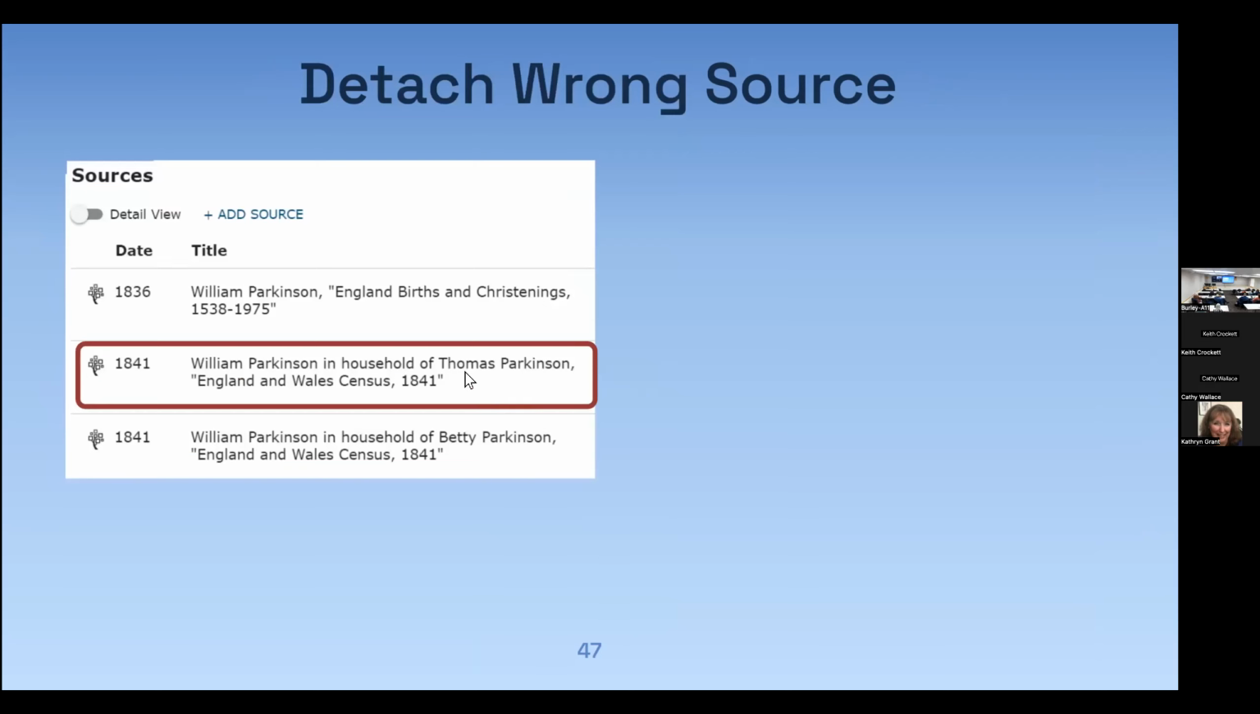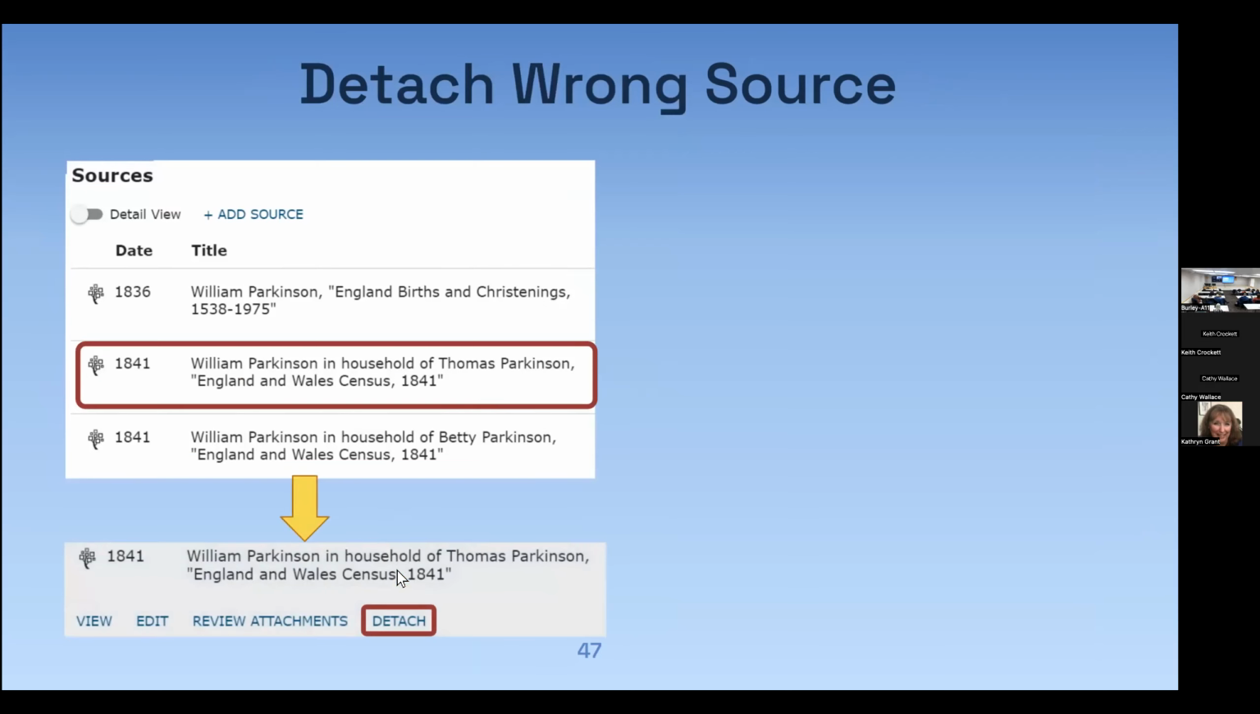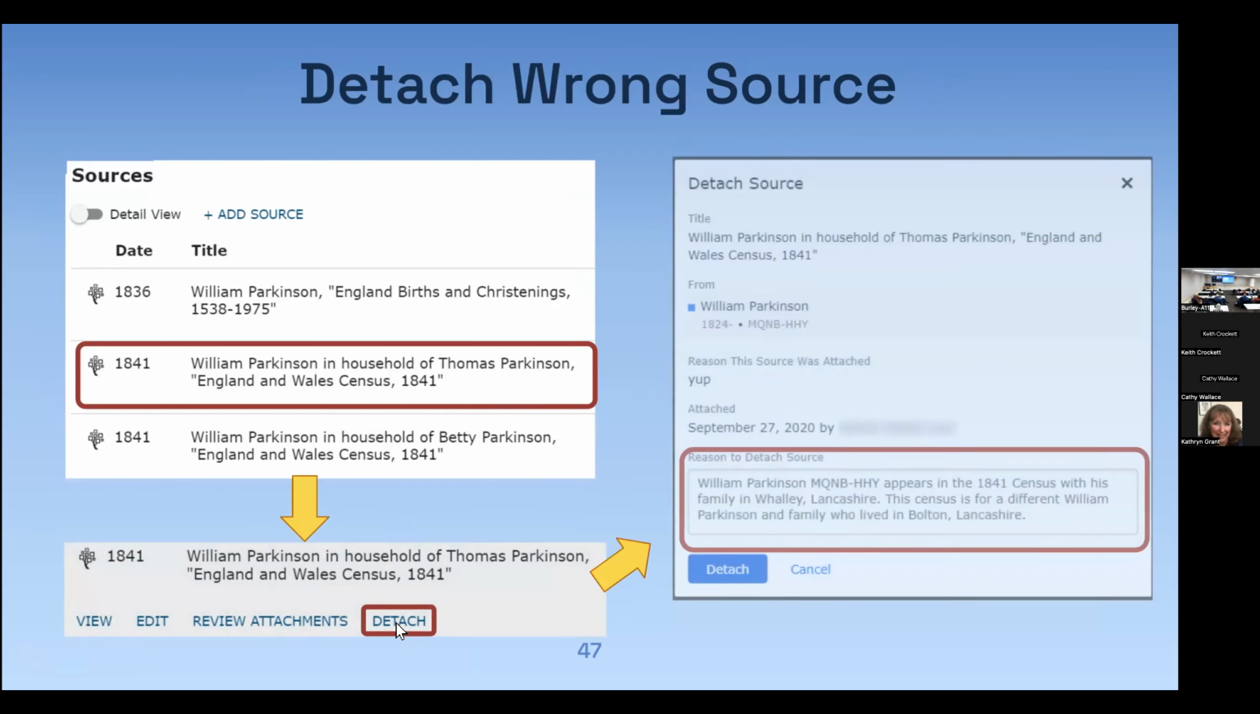So this is how we would detach this source. We would click on it, and when we click on it, it expands, and one of the options right underneath is detach. So you click detach, and you get a little screen that is asking, why are you detaching this? So you just write a reasonable, clear explanation of why you know this source does not pertain to this guy.